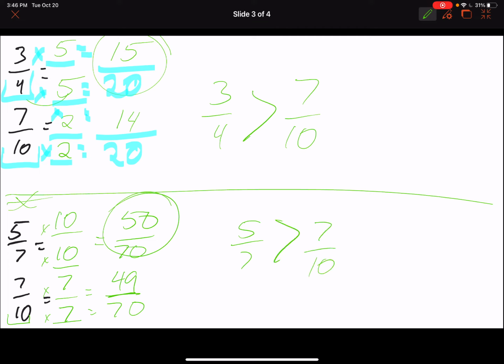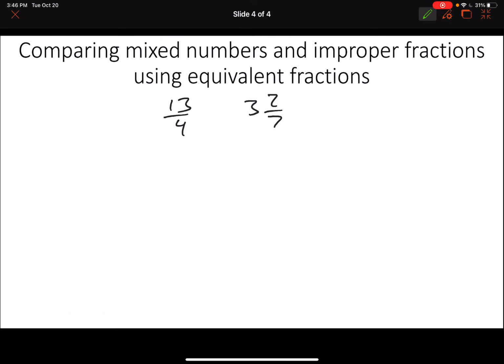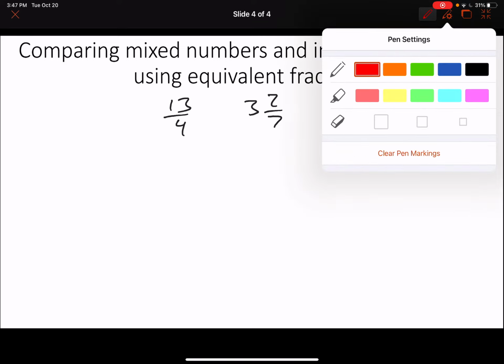So I can directly compare the two, and 5/7 is greater than 7/10. Okay, so pause the video and just work on that section and make sure you get it before coming on to this part. All right, what we're gonna do here, wrong one.